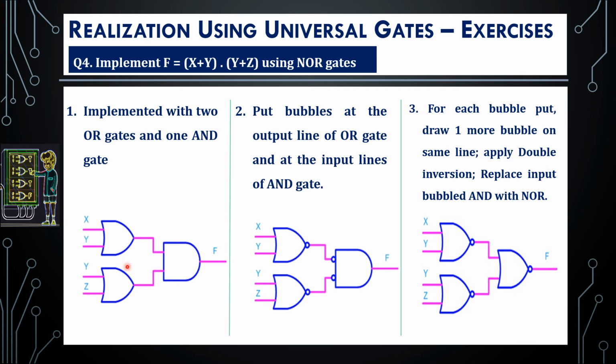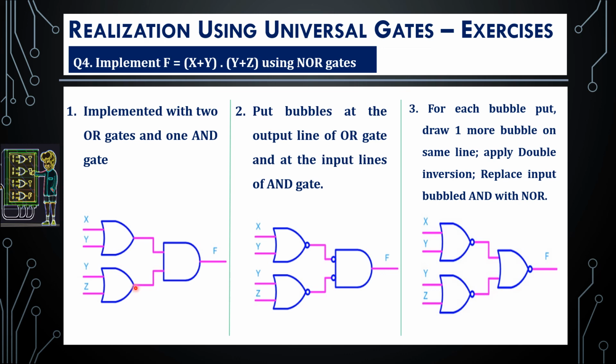Now we need to convert this one to NOR gates. So what we have to do is put one bubble at the output of each OR gate, and put a bubble at each input line of the AND gate. So here we are putting one bubble and here also we are putting one bubble.